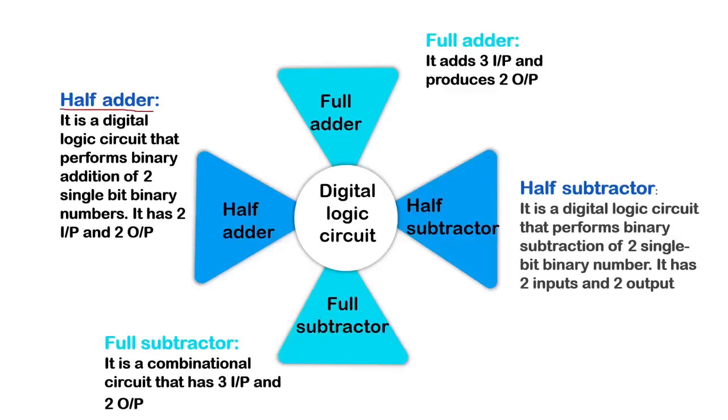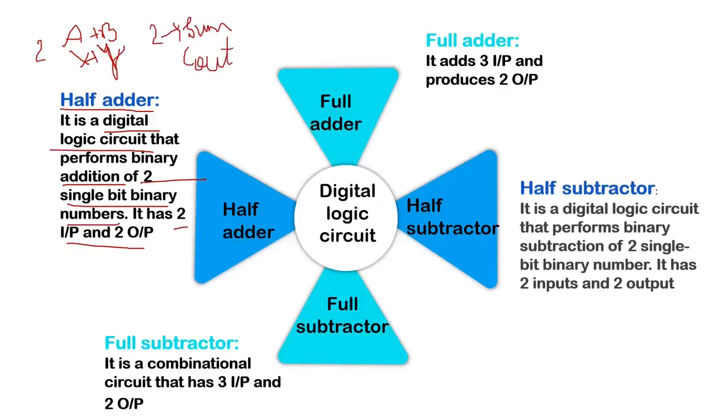First of all, what is a half adder? It is a digital logic circuit which performs binary addition of two single bit binary numbers. Two numbers' addition will be done using a half adder. So it has two inputs and two outputs. Two inputs are A and B, or it can be X and Y. Then the two outputs are sum and carry out. Carry out is represented as C out.